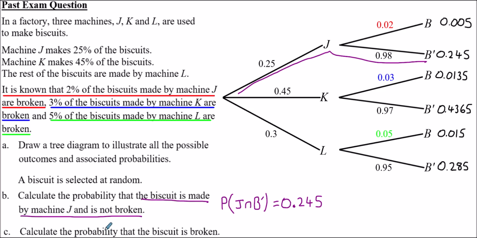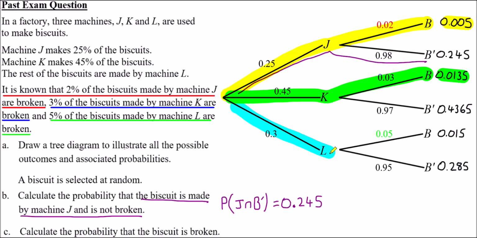Part C just says to simply calculate the probability that the biscuit is broken. Well, there's 3 different ways of doing this. So one way it could be broken is it's made by J and broken, which is this probability, or the biscuit could have been made by K and is broken, which relates to this probability, or L could have broken it. So the third option is it was made by L and then was broken, which relates finally to this probability.